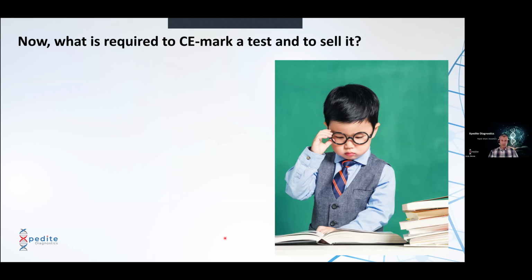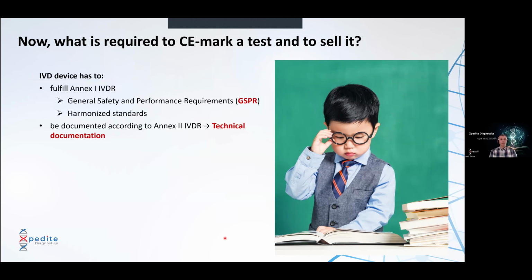So now, in a nutshell, what is required to CE mark a test? I've, of course, summarized that a little bit. If you look only at the device, it must fulfill the so-called Annex 1 of the IVDR, which essentially is about the general safety and performance requirements. I'll show you in a bit what this is about. And you have to consider the so-called harmonized standards. They are usually mostly ISO standards, like the ISO 13485 or the one for risk management or the one for stability, for performance testing, and so on. So there is a huge bunch of ISO standards you need to consider and take into account if you want to prove to the authority, meaning the notified body, that your device is in conformance with all of them.